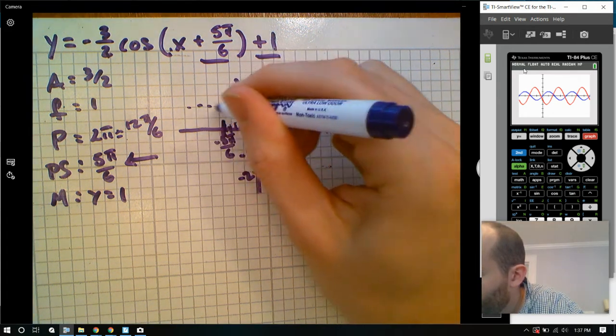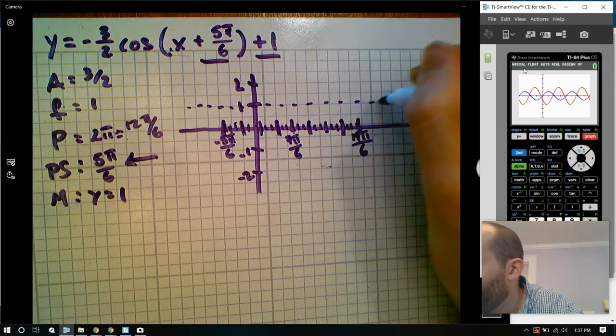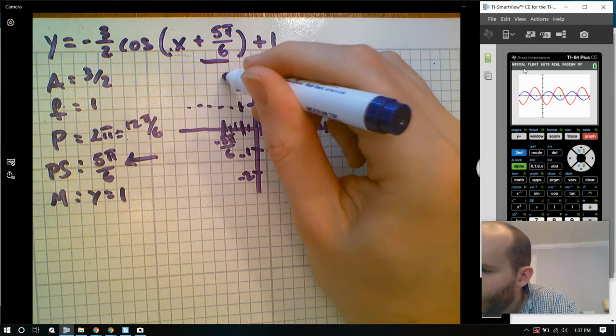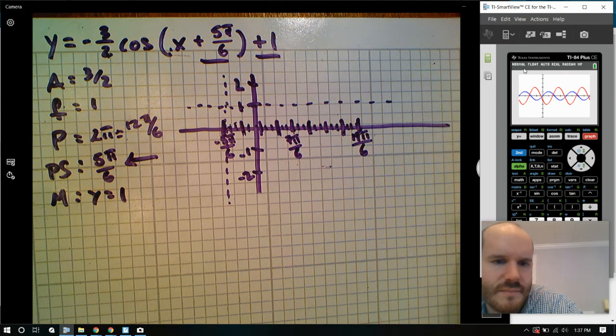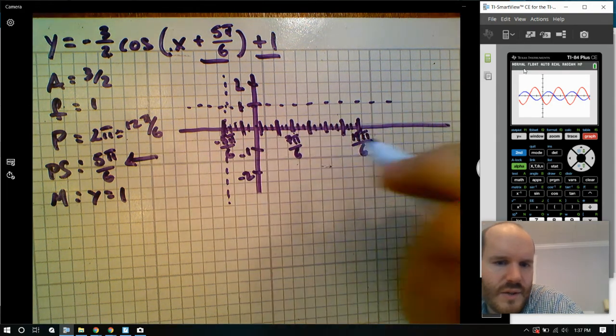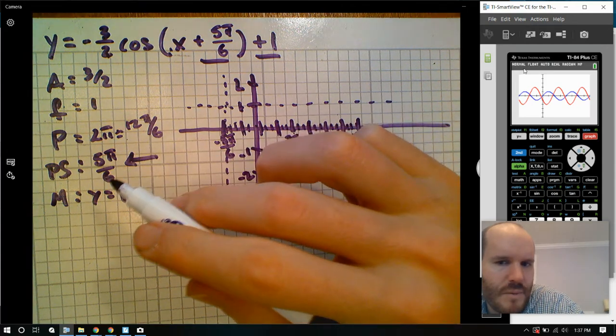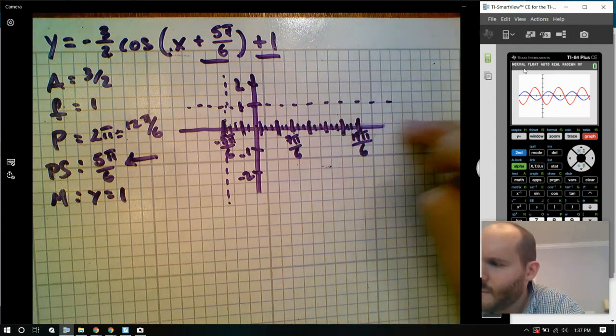So I'm going to make a little dotted line at 1 so I know where the middle of my graph will be. I'm also going to do a little dotted line at 5 pi over 6, so I know where 5 pi over 6 is. Sorry, it's a little tight. I'm just trying to make sure everything fits on the camera.